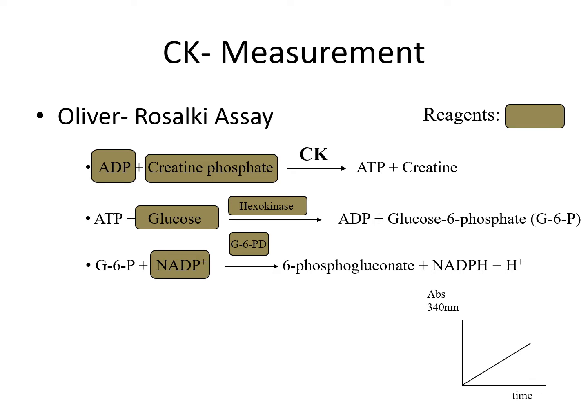So remembering NADPH, just like with NADH, absorbs light at 340 nanometers, and we're starting off with the oxidized form, NADP. We're going to have essentially a zero absorbance to begin with, and as the reaction progresses, absorbance will increase, the speed of which is dependent on how much creatine kinase is in the patient's sample. So the more CK present, the faster this reaction progresses and the steeper the slope of the line will become.